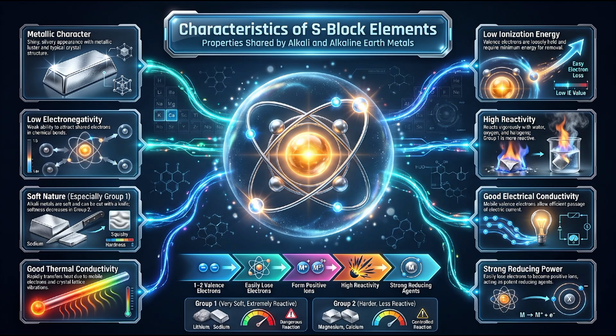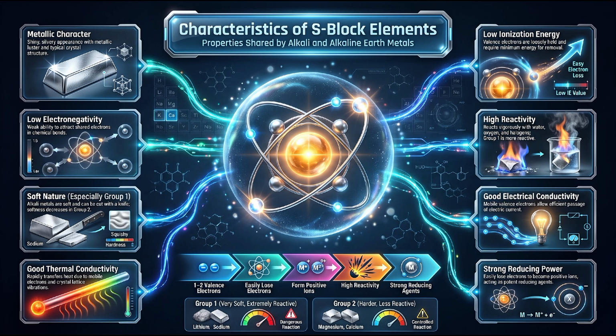Because they lose electrons so easily, s-block elements exhibit high chemical reactivity. They react readily with water, oxygen, halogens, acids, and many other substances. Group 1 elements are especially reactive because they need to lose only one valence electron to achieve a stable noble gas configuration. Group 2 elements are also reactive but are slightly less reactive because they must lose two electrons instead of one.